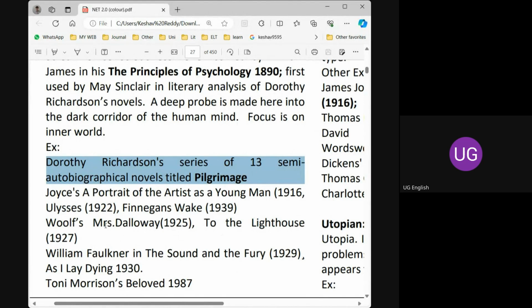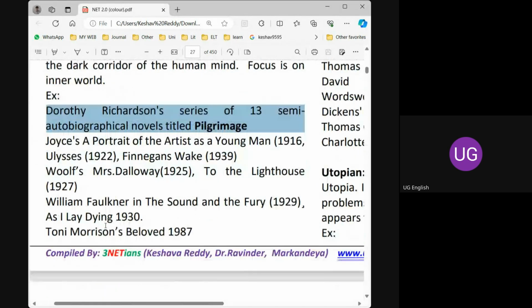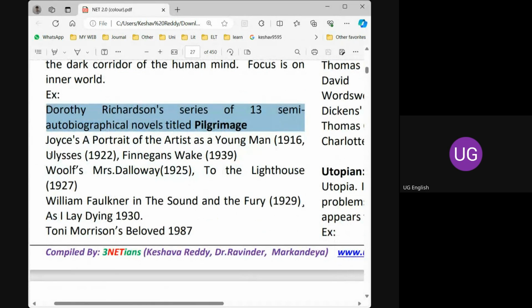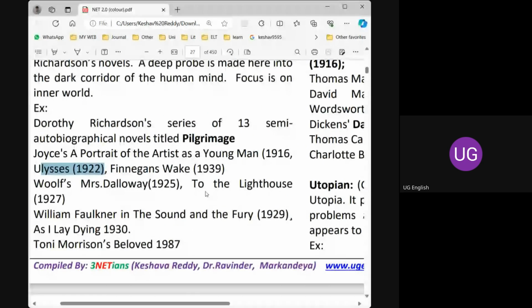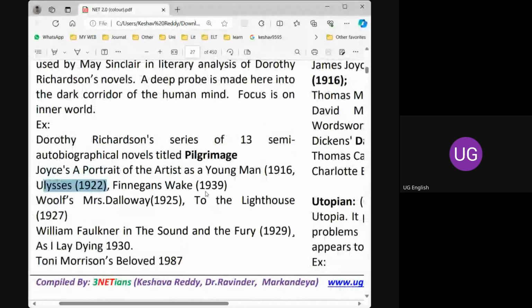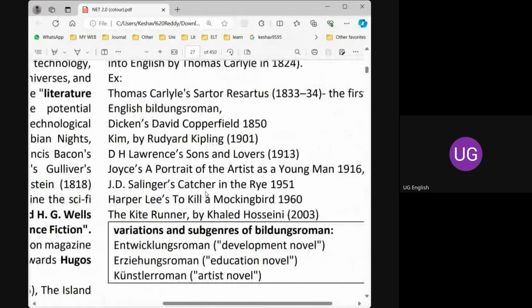Virginia Woolf's novel Mrs. Dalloway, even Ulysses, is also about one day's events, eighteen and a half hours of his day. So the entire events are done in eighteen and a half hours. So that is also very important. We'll discuss it later in modernism. So Toni Morrison's Beloved, all these are very important.